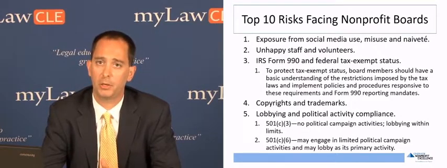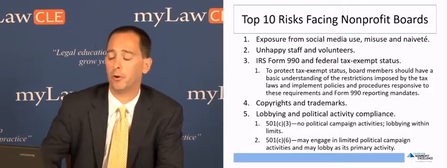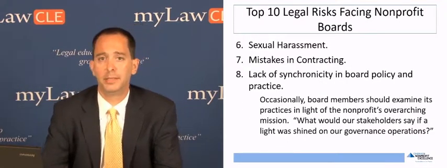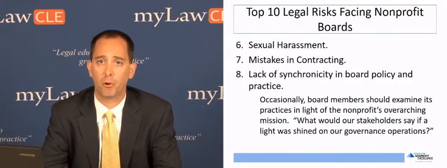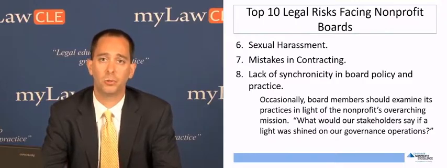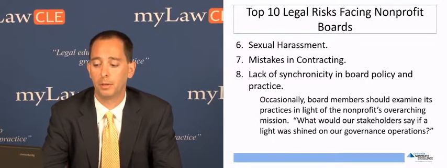501(c)(6) organizations, which we haven't talked a whole lot about today, may engage in limited political campaign activities and may lobby as their primary activity. The sixth area of risk facing nonprofit boards comes from sexual harassment. This could be at the board level, at the staff level, and again underscores the need for specific policies, review, oversight, and monitoring at the organization level.